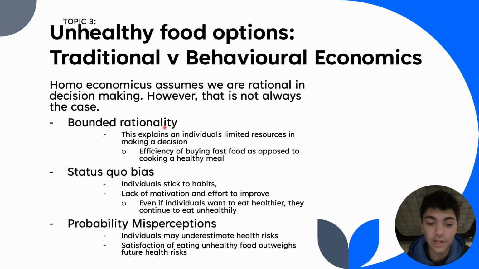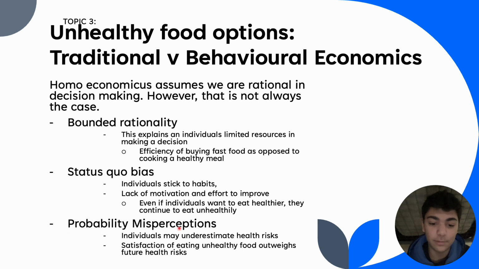So bounded rationality explains how, as individuals, we have limited resources in making a decision. So when you look at buying fast food, it's so much easier to buy fast food than to make a healthy meal yourself. And yeah, now status quo bias assumes that we stick to our habits. We do what we know how to do best. So even if we want to eat healthier, we continue to eat unhealthy. We just fall back into our habits.